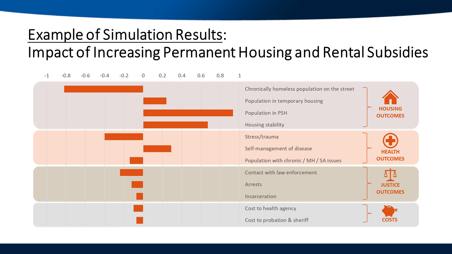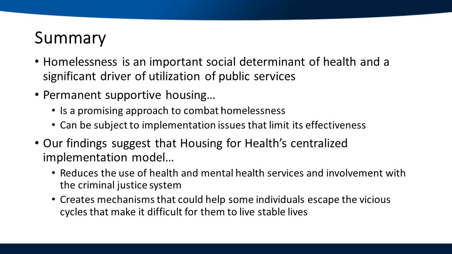I've not already run out of time, but this is just another example of what we can do with the simulation model. If we simulate a policy where we're increasing the availability of permanent housing and also providing rental subsidies, essentially replicating what Housing for Health does, then these are estimates of the impact across many sectors, including housing, health, justice, and also costs to the agencies in all these different sectors. The estimate, as you can see, is some sort of standardized measure of the intensity, the strength of the impact across all these different sectors. So we're very excited to have this simulation model that allows us to run different combinations of policy interventions and see what the impact would be.